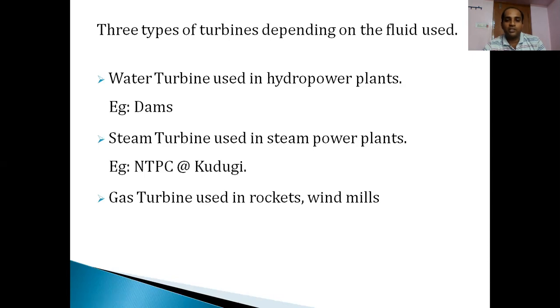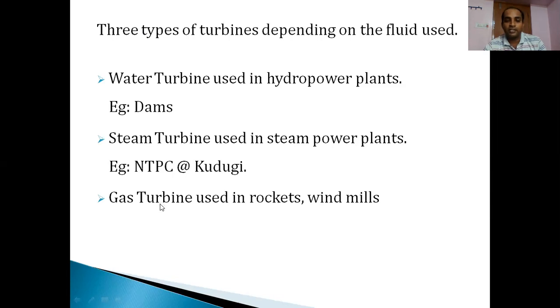If we are using steam as a working fluid, then we call those turbines steam turbines. Already regarding this we have discussed in the boiler section, where we have told that within the boiler the steam is developed, that is the dry steam or superheated steam, which is used in the steam turbines. Here we are using steam turbines to develop energy, and these steam turbines especially we are installing in steam power plants. The nearest one is here, we have the NTPC Kudgi power plant, which is taking help of the steam turbines itself.